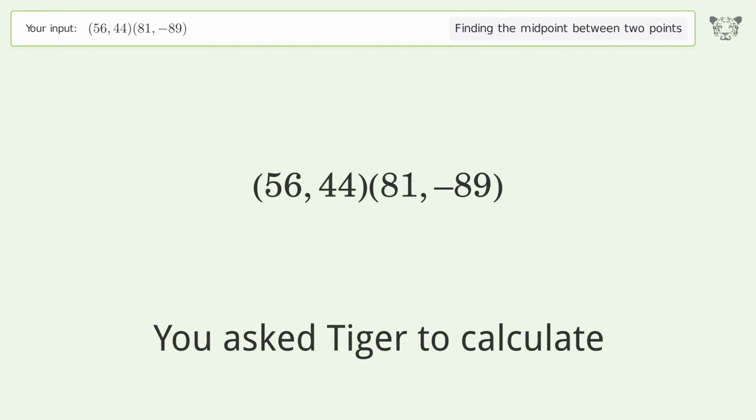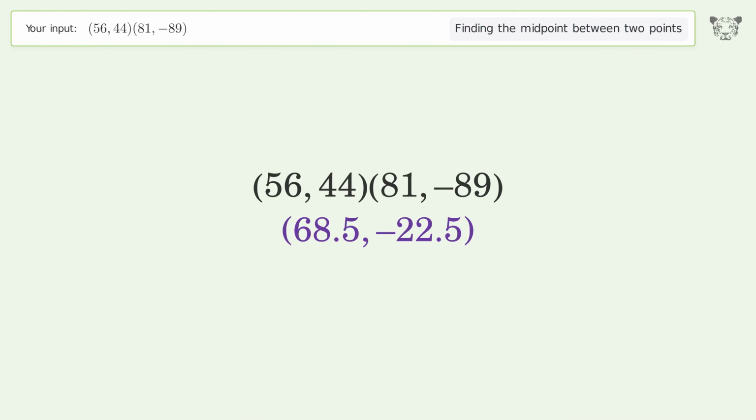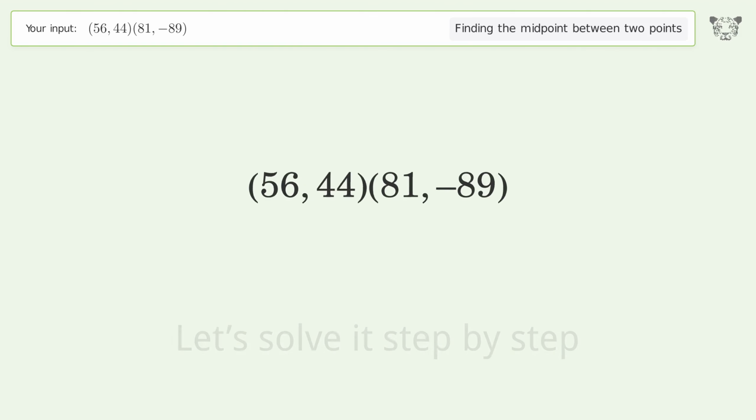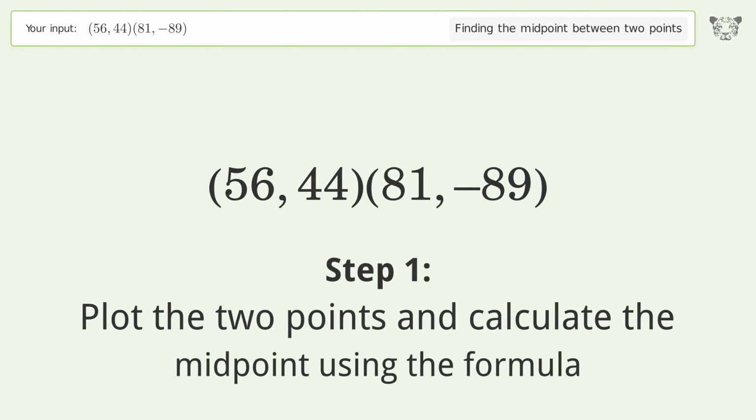You ask Tiger to calculate. This deals with finding the midpoint between 2 points. The midpoint between the 2 points is 68.5, negative 22.5. Let's solve it step by step. Plot the 2 points and calculate the midpoint using the formula.